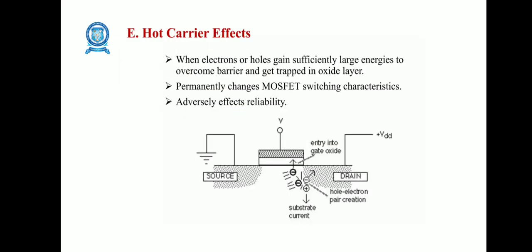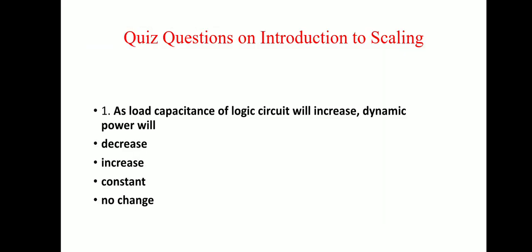Next is the hot carrier effect. When electrons or holes have enough energy to overcome the barrier, this permanently changes the MOSFET switching characteristics, and it causes reliability problems. With the source, drain, and gate present, when electrons move towards the gate oxide, some electrons or holes can overcome the potential barrier and permanently change the switching characteristics, which causes reliability issues.